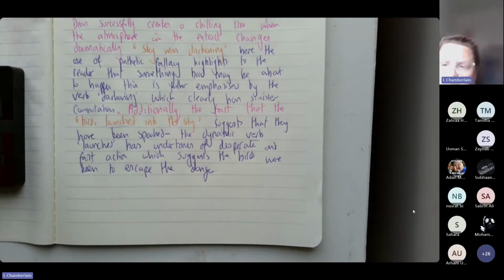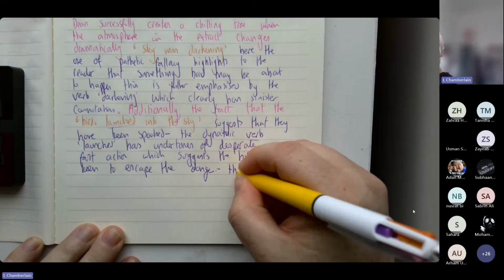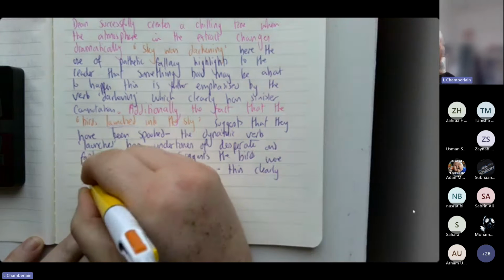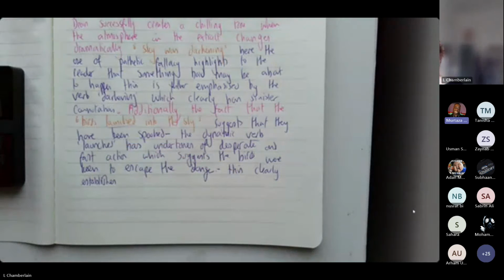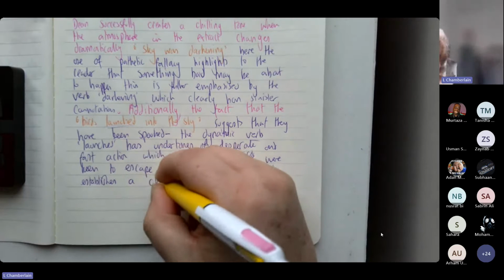danger. Now, at this point, I think, oh, I don't know if I've gone back to my question enough. So I'm then going to say, back to the danger, this clearly establishes a chilling tone.